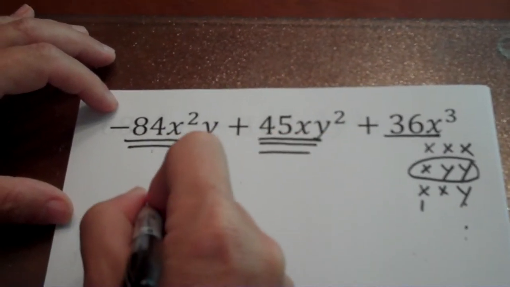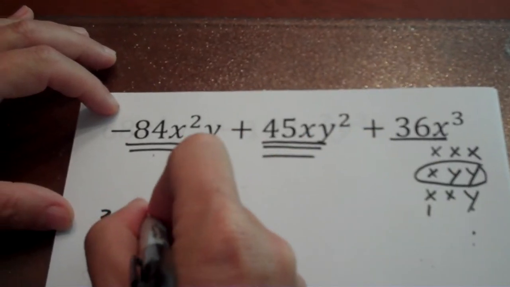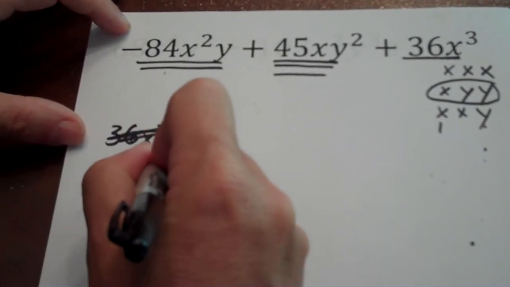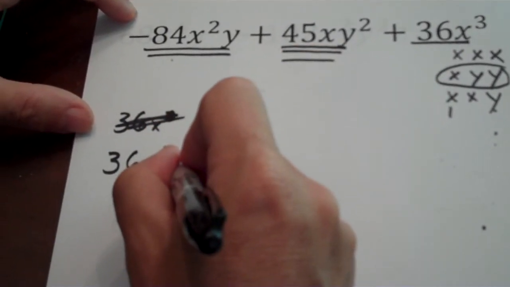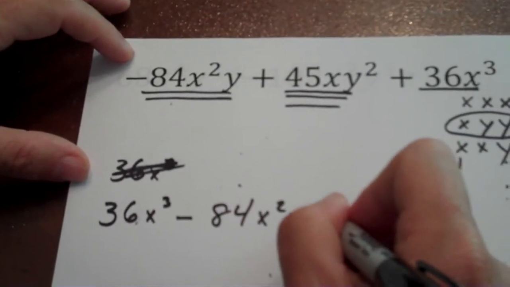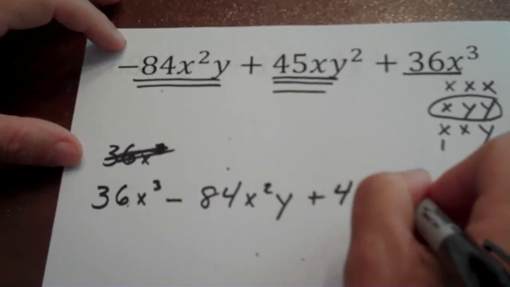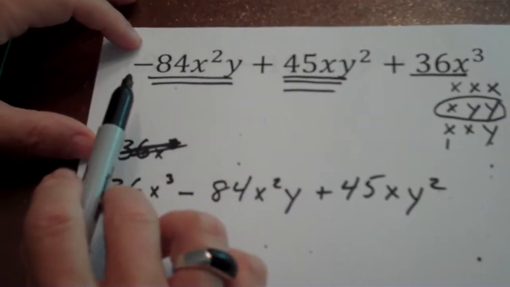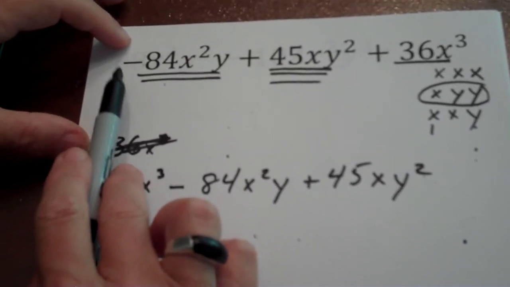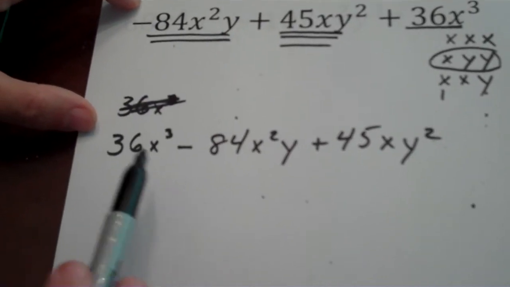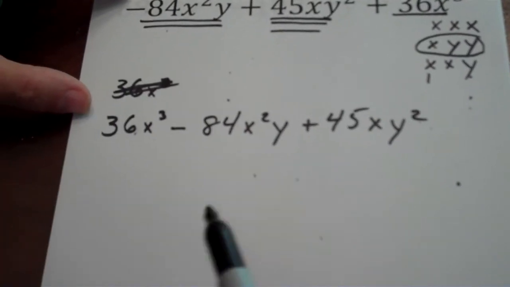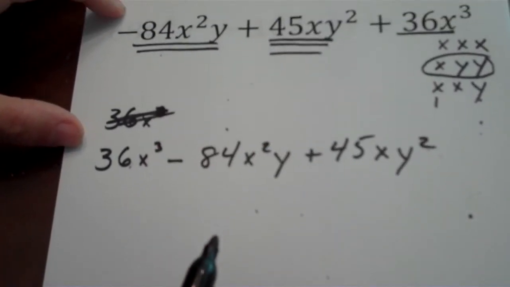36x squared, oops, sorry. Oh no, I wrote that correctly, I'm sorry. Let me start over again. 36x cubed minus 84x squared y plus 45x y squared. Now, I know a lot of students will look at this and automatically want to factor out that negative. But the key here is, once it's in descending order, the highest power is not negative. The first term, if you will, in descending order is not negative, so we're fine. You don't want to factor out a negative here.